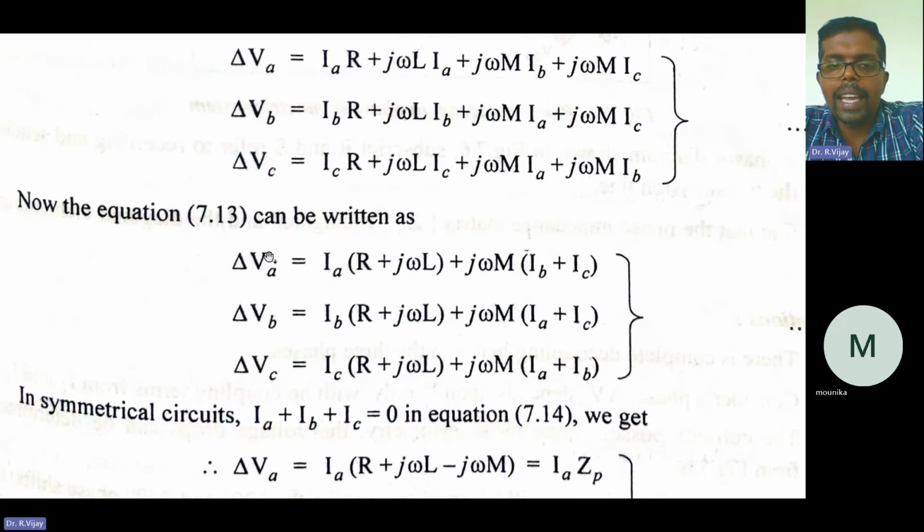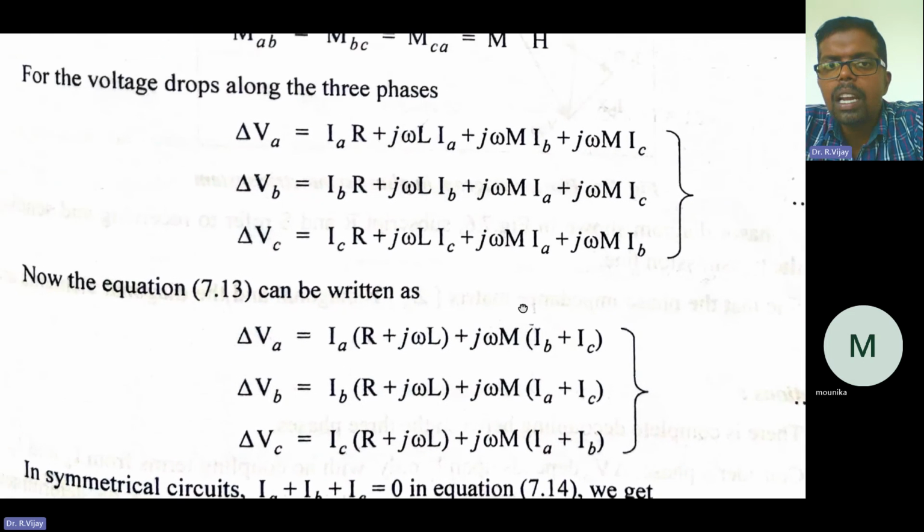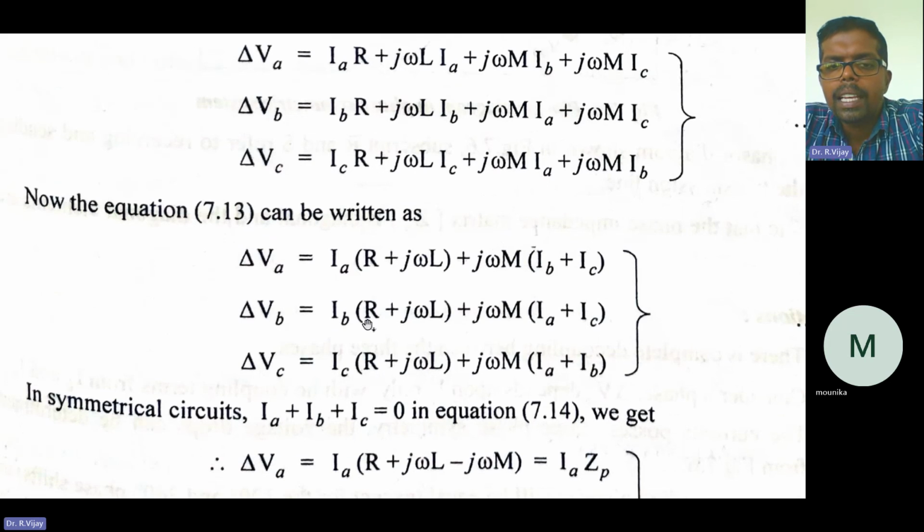If you take A phase, that A phase alone has the self-impedance, and the other two phases B and C have the mutual inductance. So similarly for VB, only one phase has self-inductance and the other two phases have mutual inductance.